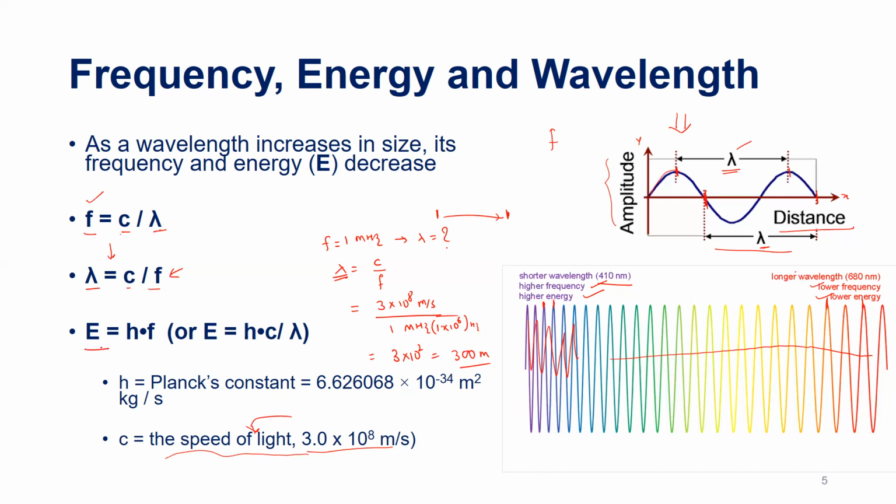Now, the next term is the energy, indicated by E, which is equal to h times f. What is h? h is the Planck's constant, and its value is 6.626066 into 10 to the minus 34 meter square kg per second. So if you want to determine the energy of any electromagnetic wave, use this formula, h times f.